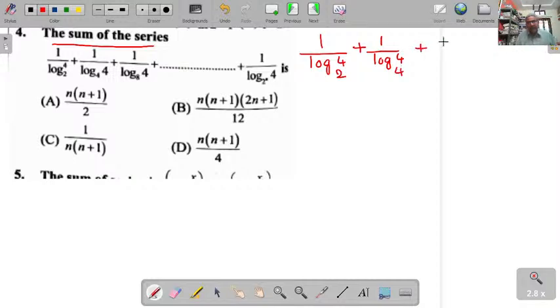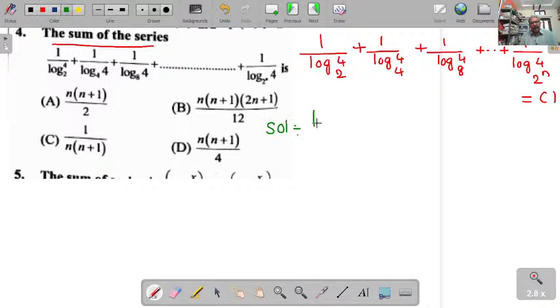Next one is plus 1 upon log 4 to the base 8, plus so on, 1 upon log 4 to the base 2 power n. So this value we need to find out. Right. How shall we proceed with this question?